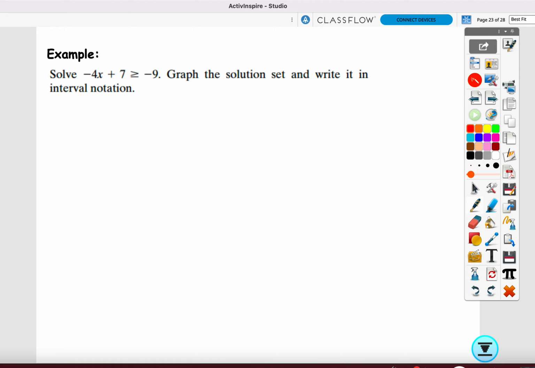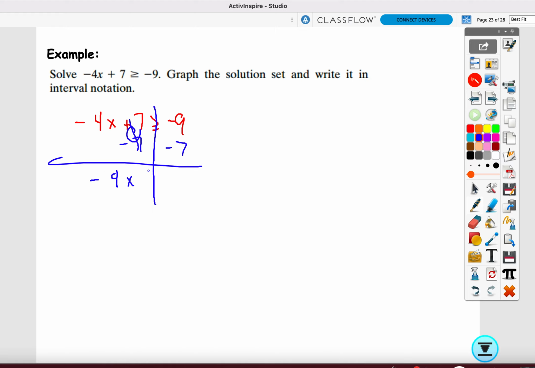Graph the solution set and write it in interval notation. So we have negative 4x plus 7 is greater than or equal to negative 9. Go ahead and solve for it. Remember, I want you to think about this as equal to, so draw the line down here. Subtract 7 on both sides. So we get negative 4x is greater than or equal to negative 16.